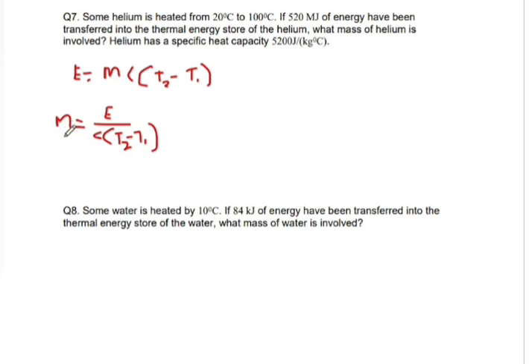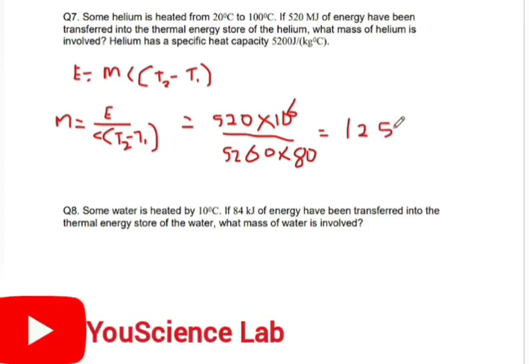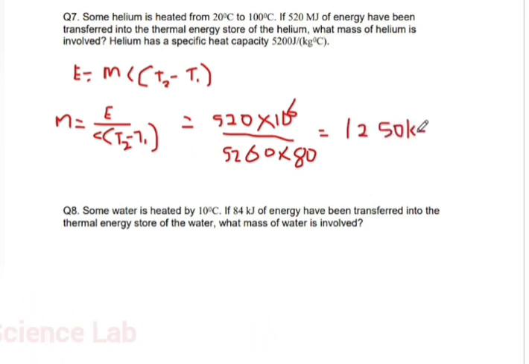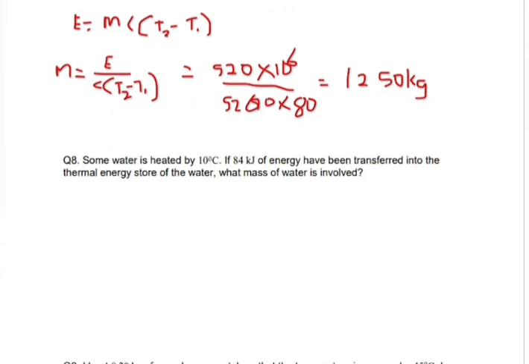So here we'll plug in the values for E, C, and T2 minus T1. The energy is 520 megajoules, so I have to convert to joules by multiplying by 10 raised to the power 6, divided by 5,200 times the temperature change, which is 100 minus 20, that is 80. We'll plug these values into our calculator, and we're going to have 1,250 kilograms as the mass of the helium.